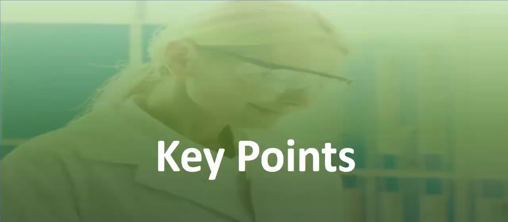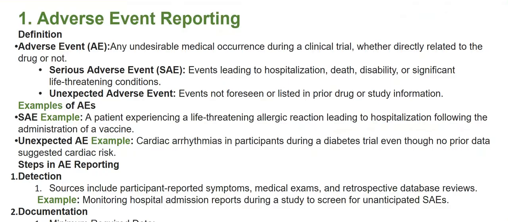After that, we have the key points. Adverse event, AE reporting. Definition: AE, adverse event. Any undesirable medical occurrence during a clinical trial, whether directly related to the drug or not, is called an adverse event, AE. It doesn't matter, as long as it is an undesirable medical occurrence during the conduct of the clinical trial. It doesn't matter whether related or not related to the investigational product, IP, or the study medication.